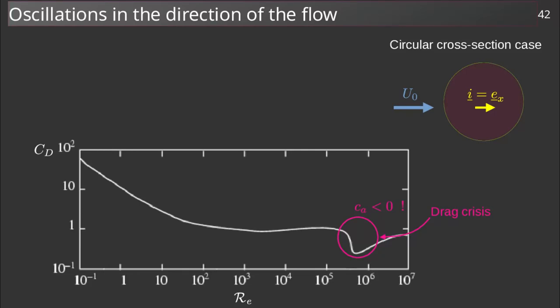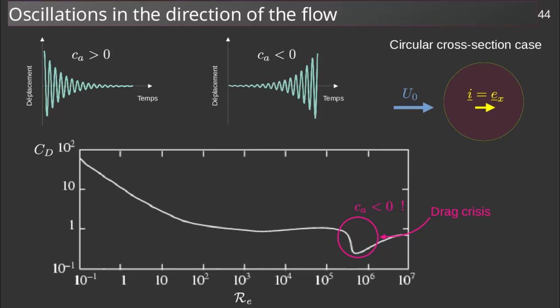It is easy to understand what positive damping does to the dynamics of a structure. The energy dissipation leads to oscillations whose amplitude decreases with time. On the contrary, a negative damping leads to oscillations whose amplitude increases exponentially with time. We have just identified a phenomenon of dynamic instability. This instability is called instability by drag crisis.